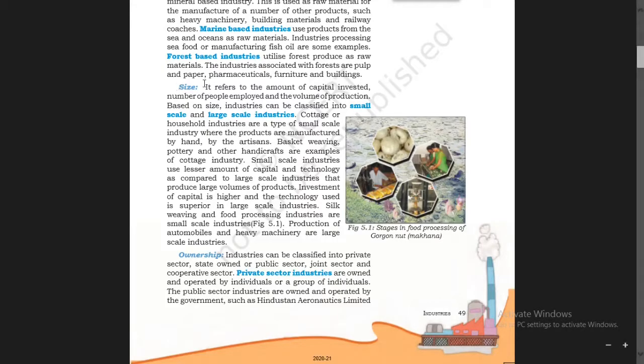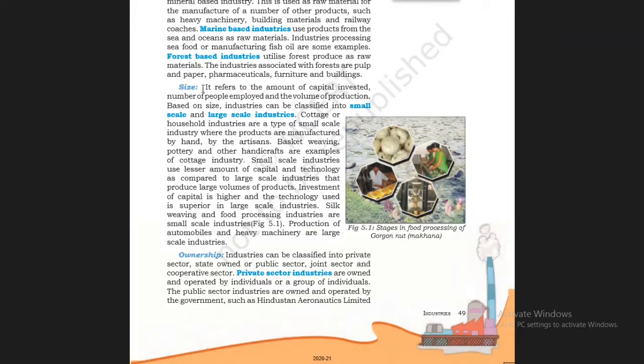Now let us see size. First, based on raw materials, industries have been categorized as agro-based, mineral-based, marine-based, and forest-based industries. Boys, you must remember this chapter. I think it will be helpful for you in class 10 also. So you must know it. What is the classification of industries based on raw materials? If it asks, you have to say the classification of industries based on raw materials is agro-based industries, mineral-based industries, marine-based industries, and forest-based industries.